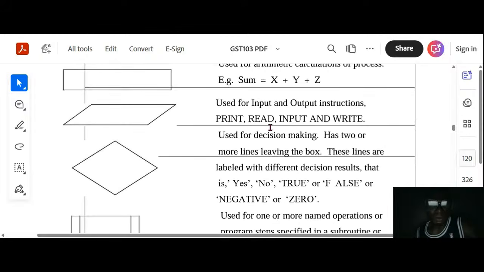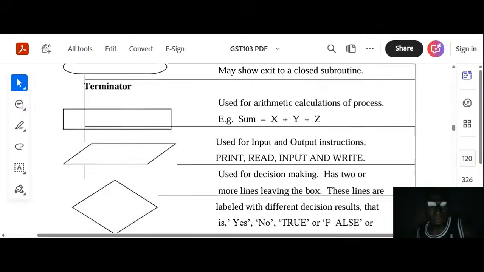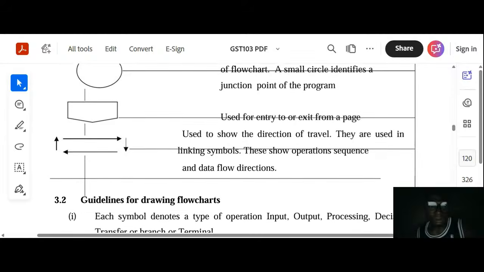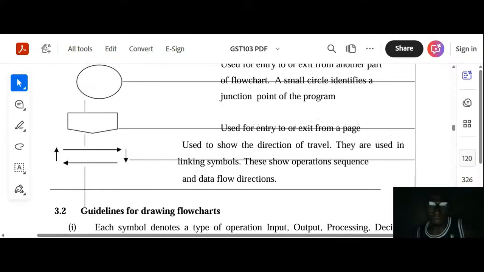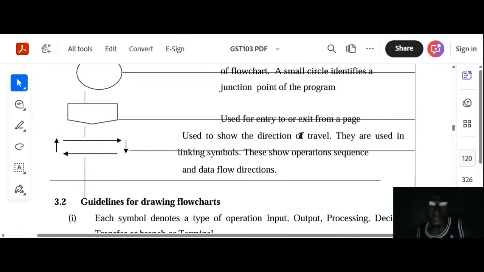Which other one was not used in the one I used there? Then we have the trapezium, which is used for entry or exit from a page. This one is what we call trapezium. I think it's used for entry or exit from a page. Okay, and I think that is all on that.